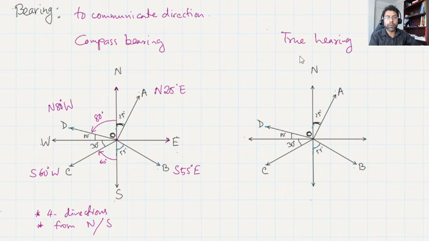When we are talking about the true bearing, I'm taking the same diagram, so how can we represent the direction from O to A.